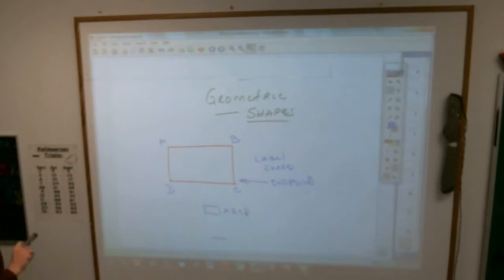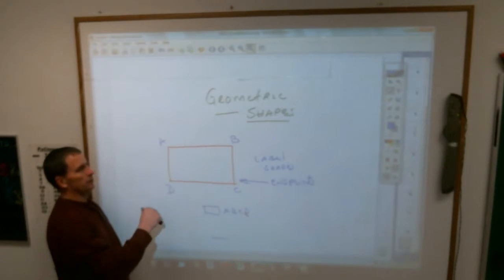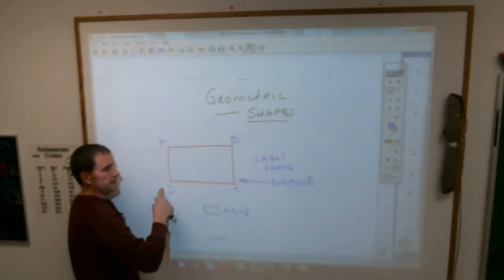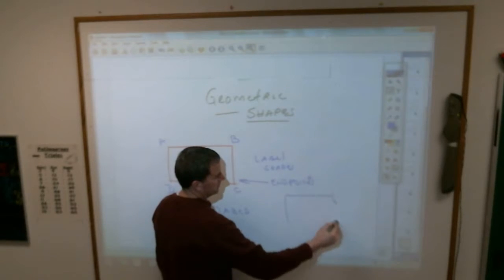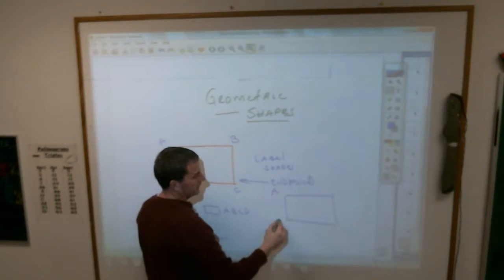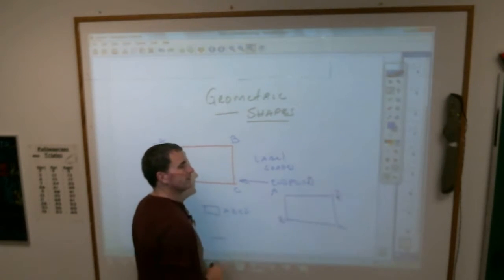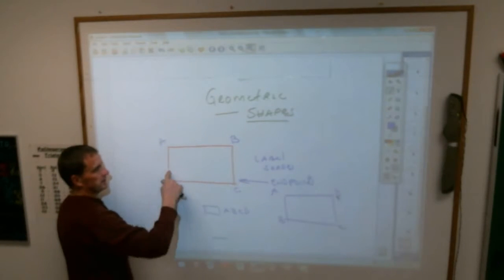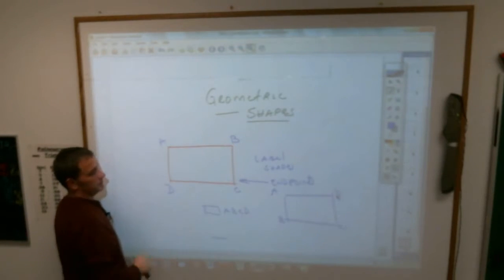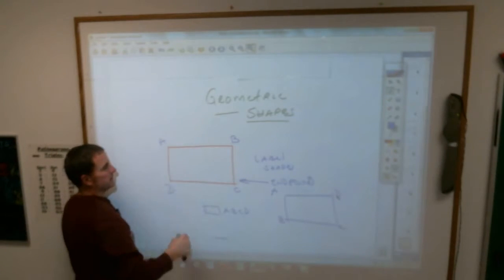Now one thing you have to know, when you label shapes, children, the points have to go in order. In other words, see how I went A, B, C, D? That's acceptable, as would this be. You could do it like this too. As long as they go in order, you're not allowed to go A, skip a point, B, C, and D. That's just for clarity when we talk about stuff. It always goes in order from one side to the other side.